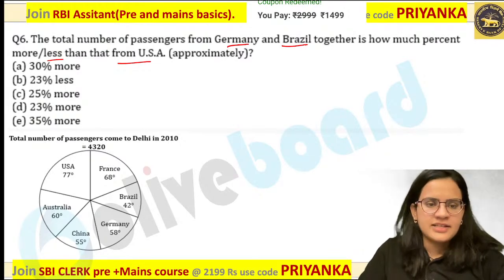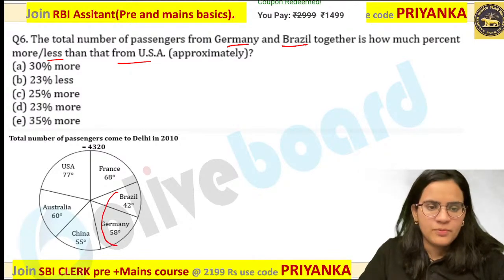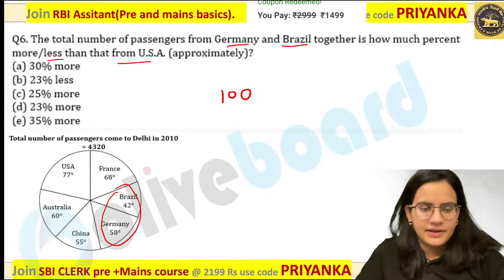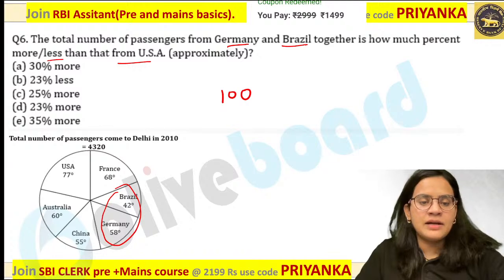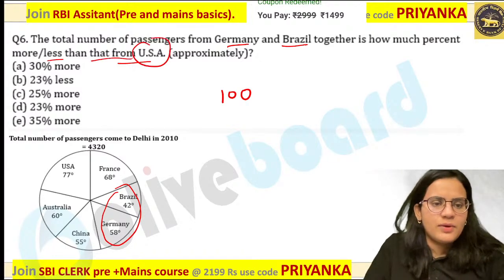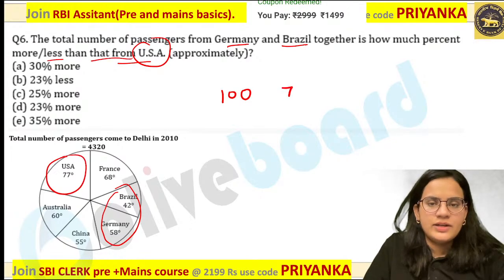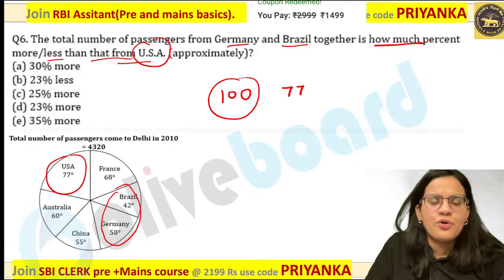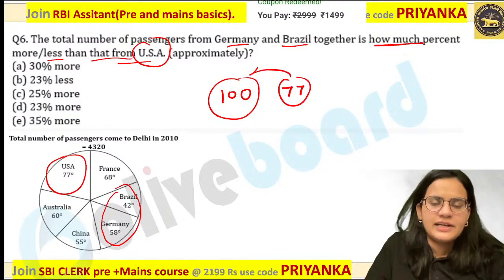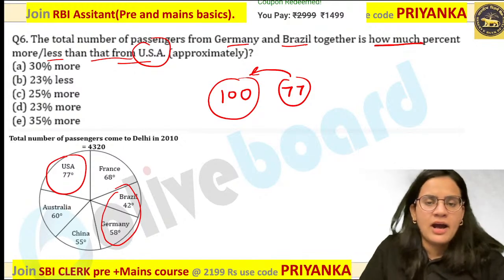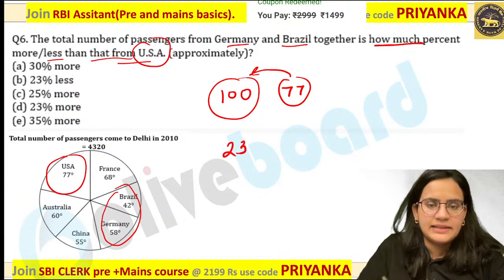Germany and Brazil, if I am adding both of the values, what is the value over here? You can calculate, it is 100 degrees. Now it is compared to USA. If you check the USA value, it is 77. So they have asked: 100 is how much more or less than 77? Definitely it is more, by 23.